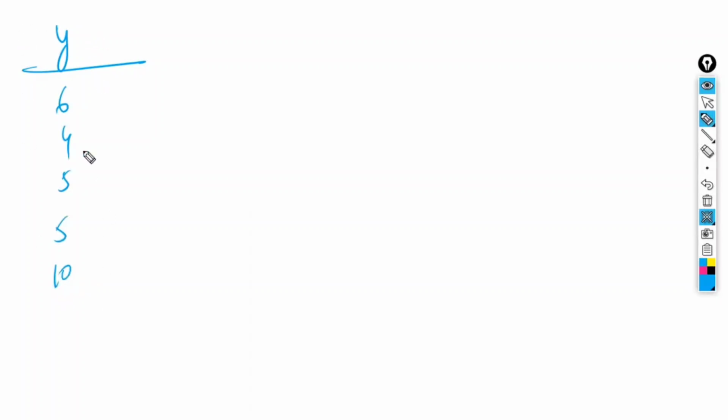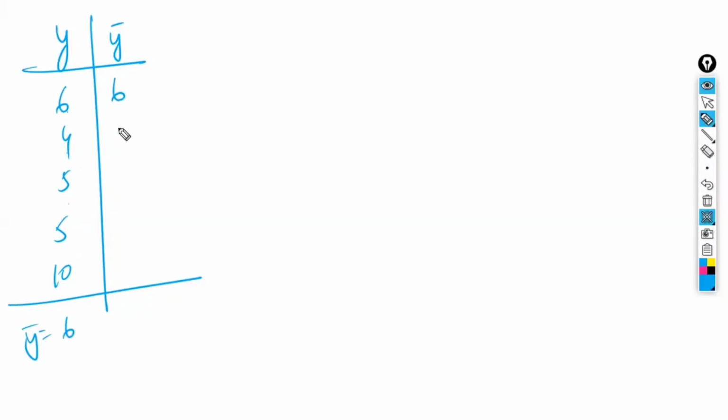Now you are going to calculate the predicted value. Every value you are going to take. Now 6, 4, 5, 5, 10 is there. What is the average of this? 6 plus 4 plus 5 plus 5 plus 10 is 30, divided by 5, which is 6. So for this, 6, 6, 6, 6, 6, all are predicted values. This is the predicted value based on the average line.